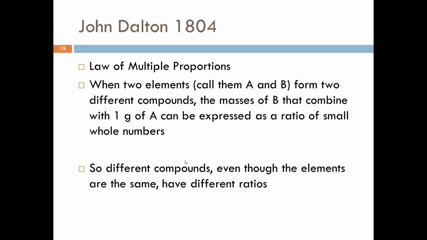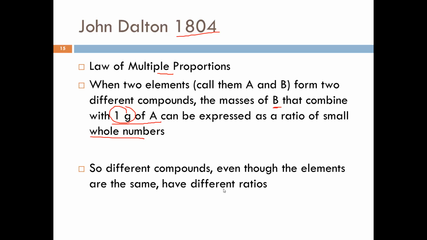Then John Dalton came around in 1804, and he determined the law of multiple proportions, which states that when 2 elements, let's call them A and B, form 2 different compounds, the mass of B that combines with 1 gram of A, so we're always dealing with 1 gram, can be expressed as a ratio of small whole numbers. So we have 2 different compounds, and we're comparing the 2. So different compounds, even though the elements are the same, have different ratios.